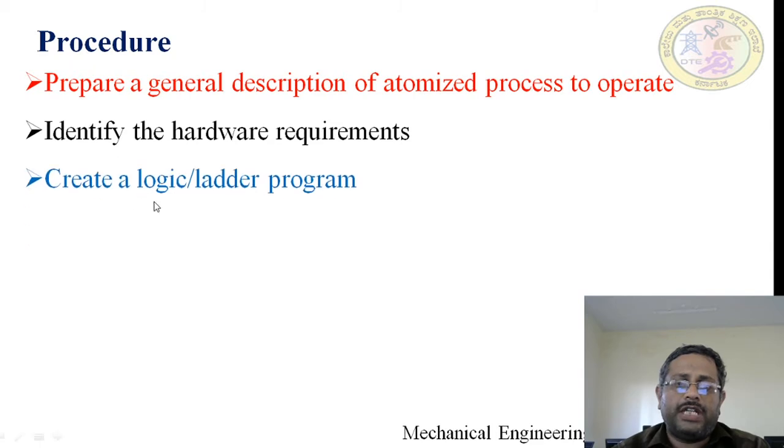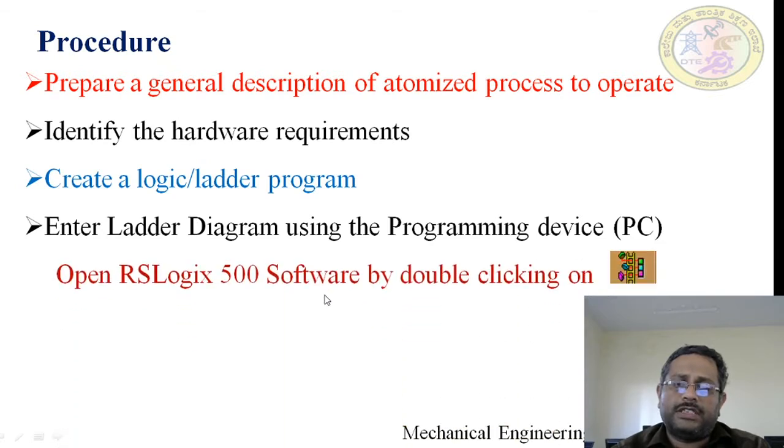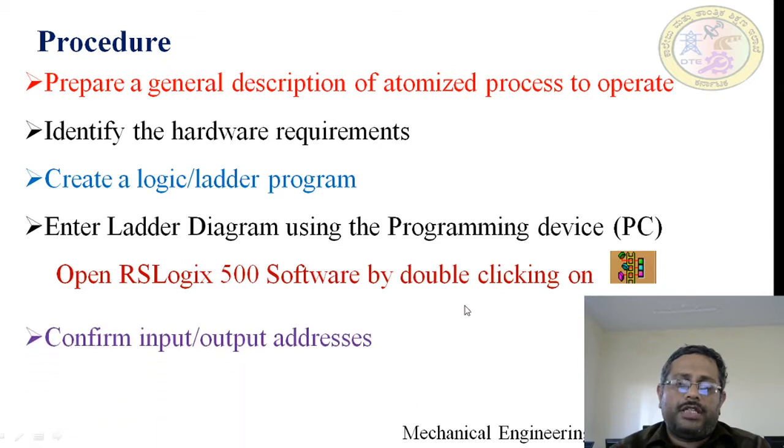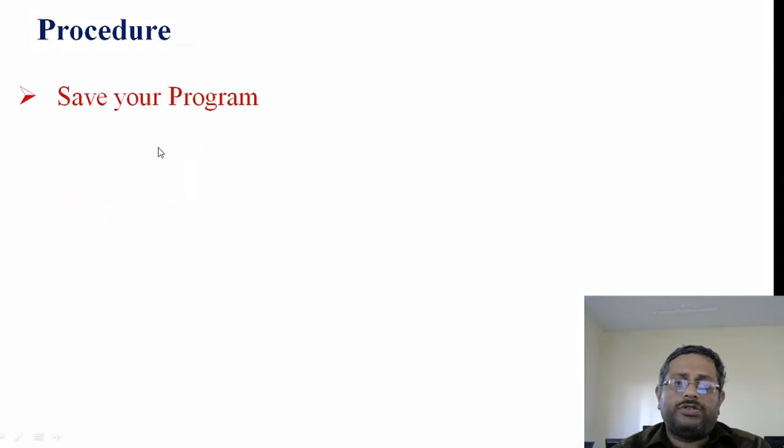Then you have to create a laddered program using suitable symbols, and then enter the ladder diagram using the programming device in RSLogix 500 Starter. For that, we have to open the RSLogix 500 software by double-clicking on this icon which is available in the taskbar. Then you have to confirm the input and output addresses. Then you have to verify and, if necessary, troubleshoot the entered program. Then you have to save the program.